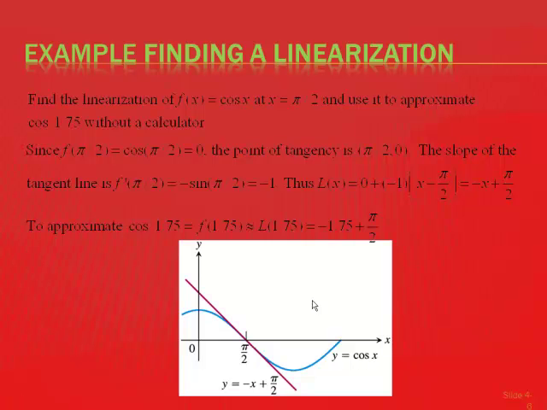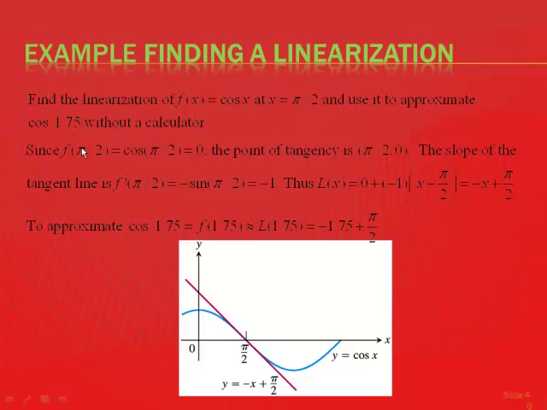An example of finding a linearization: the question says to find the linearization of f of x equaling cosine of x at x equals pi over 2, and use it to approximate cosine of 1.75 without using a calculator. We need to recognize that pi over 2 is actually 1.7 something, very close to the value 1.75. So pi over 2 is going to be our center of approximation, because it's close by to 1.75.